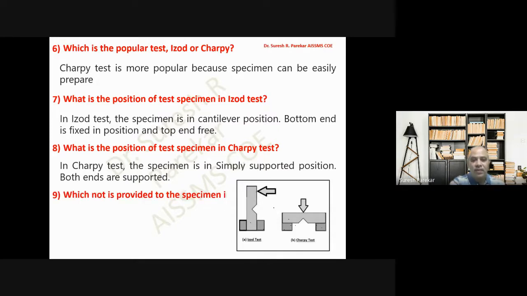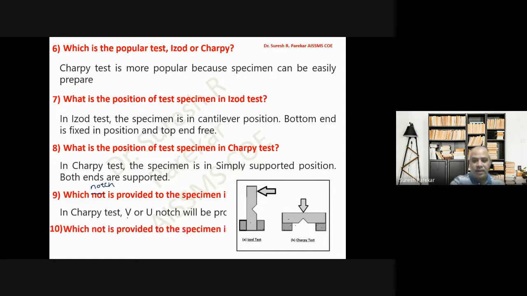Which notch is provided to the specimen? In the Charpy test, a V or U notch is provided, and in the case of Izod, we provide a V notch only. So for Izod, we have to go for a V notch, and for Charpy, we can have a V or U notch.